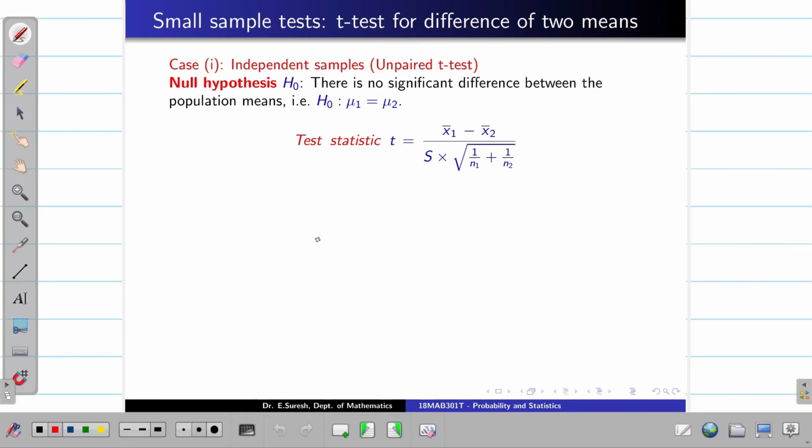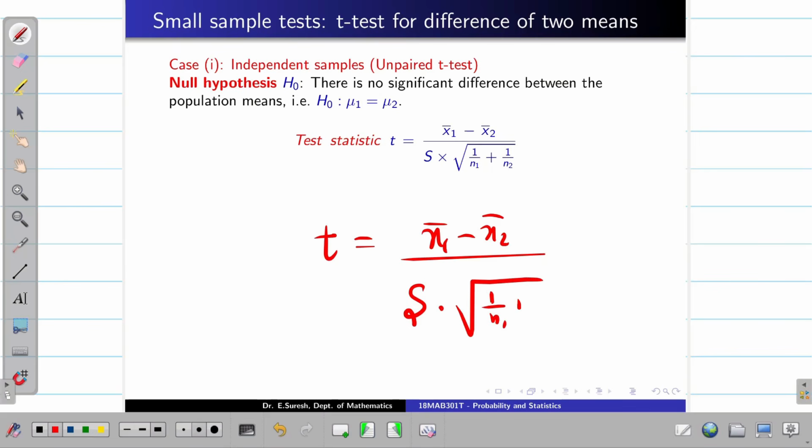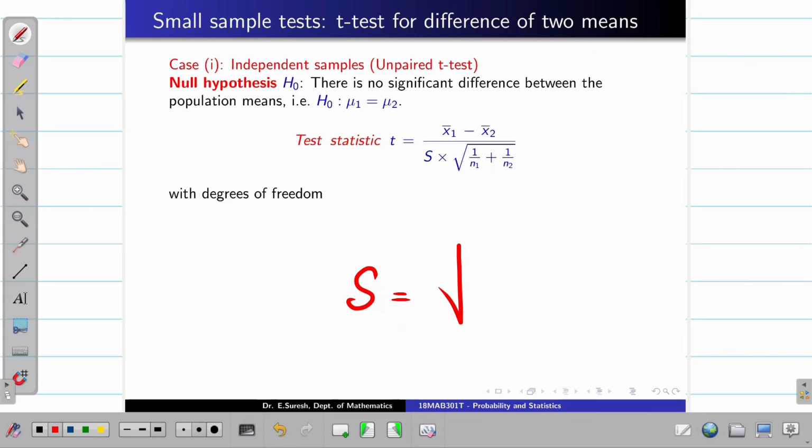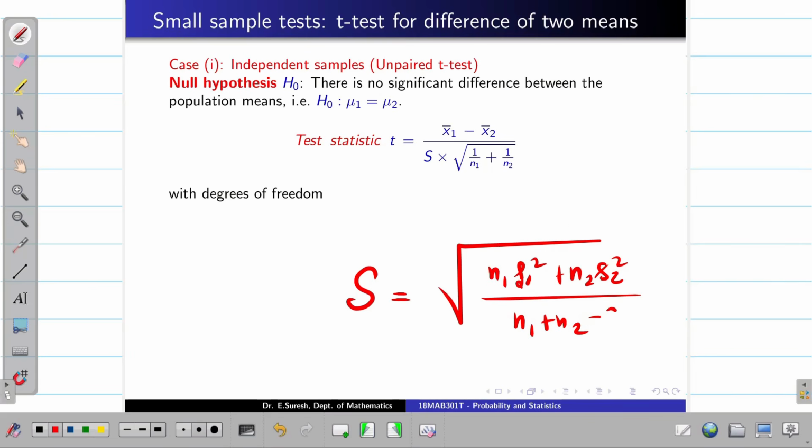The formula for the test statistic is t is equal to x1 bar minus x2 bar divided by capital S into square root of 1 by n1 plus 1 by n2, where capital S is equal to square root of n1 small s1 square plus n2 small s2 square divided by n1 plus n2 minus 2. And the degree of freedom for this problem is v is equal to n1 plus n2 minus 2.